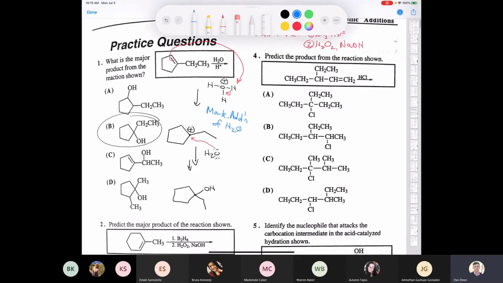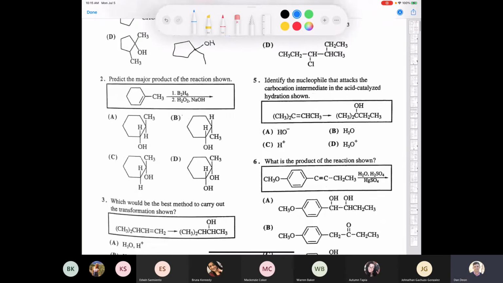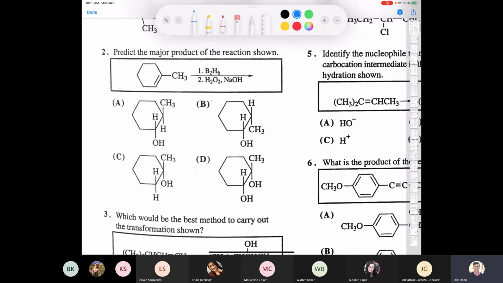All right, let's try question number two, which deals with hydroboration oxidation. Something that I would have told you earlier on in the class is when we looked at borane THF, sometimes we use B2H6 as a substitute. So B2H6 does the exact same thing as borane THF. So we've already discussed that this is going to give us anti-Markovnikov addition of water across this double bond, right?